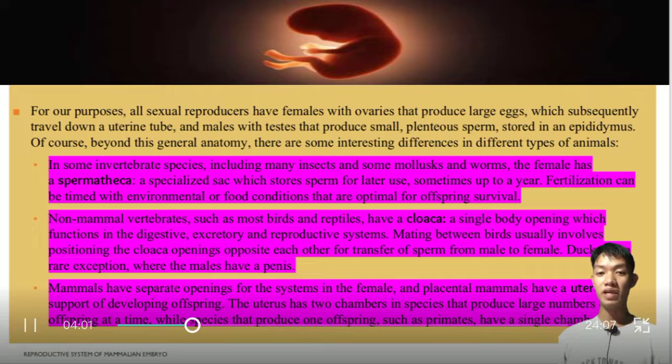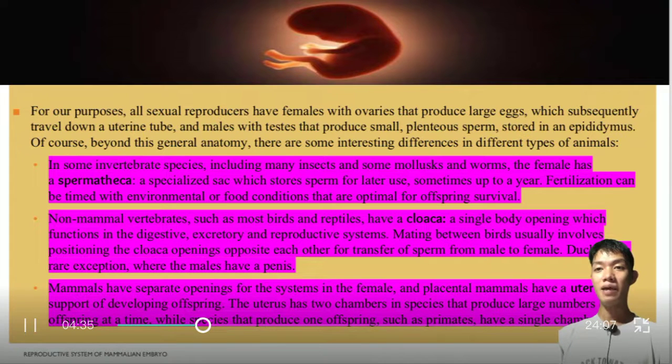Of course, beyond this general anatomy, there are some interesting differences in different types of animals. In some invertebrate species, including many insects and some mollusks and worms, the female has a spermatheca, a specialized sac which stores sperm for later use, sometimes up to a year. Fertilization can be timed with environmental or food conditions that are optimal for offspring survival.